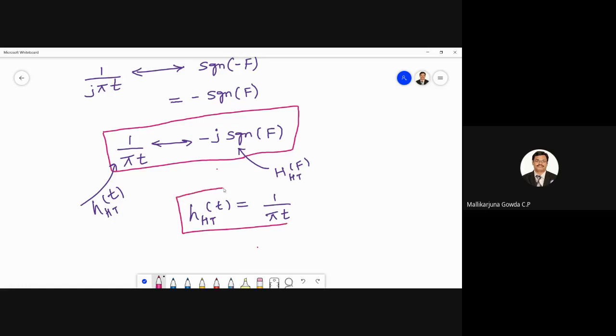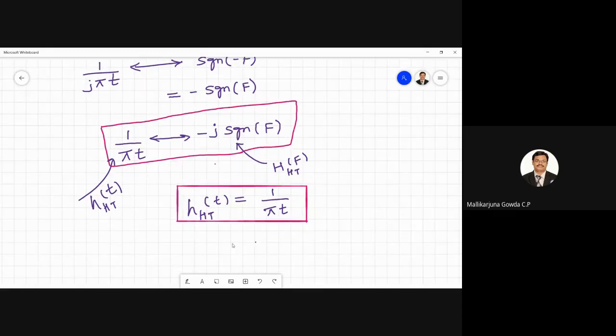So these are all very basic steps which I need not solve so much, but fine. At the beginning, I said you all should refresh your basics. So the impulse response of the Hilbert transform in time domain will be equal to 1 by pi t. In frequency domain, that is the Fourier transform of the impulse response of the Hilbert transform, will be minus j sinc of f. So that we have proved.